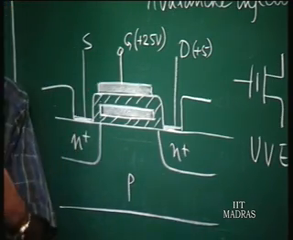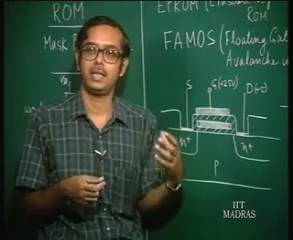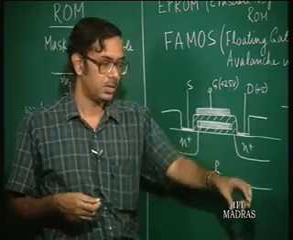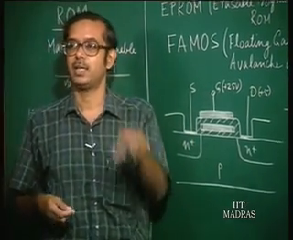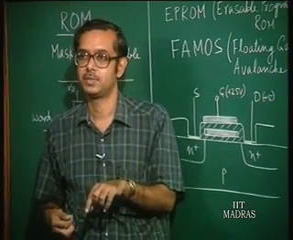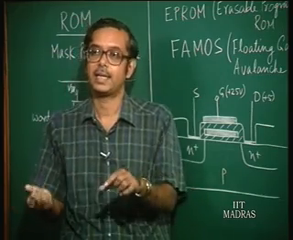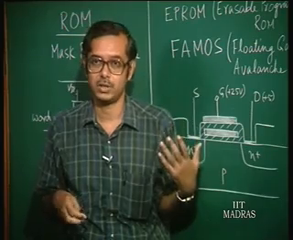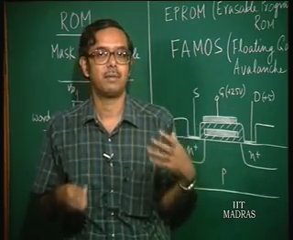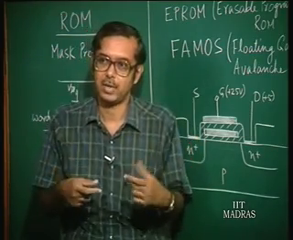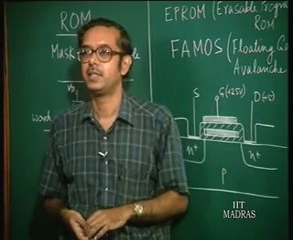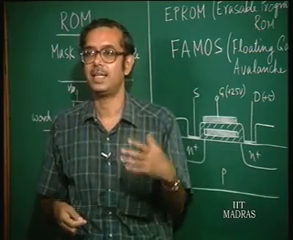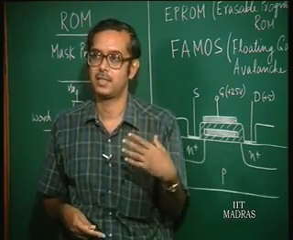And of course, it cannot be programmed in the circuit itself. If you want to change the contents of this memory, you have to take the chip out of the circuit, expose it to ultraviolet light to remove the memory, and then you need a special mechanism because you have to apply very high voltages, 25 volts or so. So you have a program kit where you do the programming, and then you put it back into the circuit. So basically the writing process is very cumbersome.